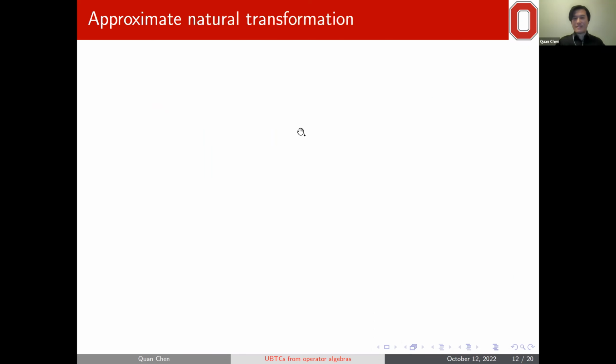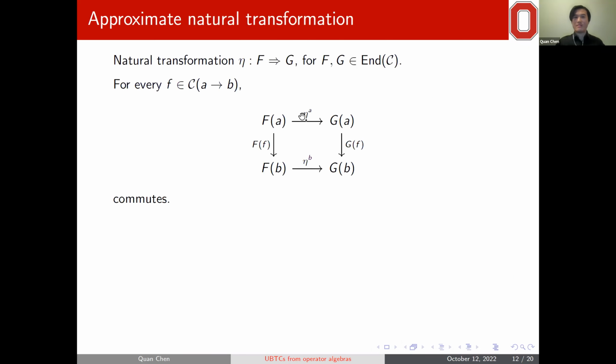Then with these things, approximate commute, we can talk about the so-called approximate natural transformation. So this is a natural transformation, right? The transformation eta from functor F to G. That means for each object A and B, for every morphism from A to B, this diagram commutes, right? FA, GA, eta A, FB, GB, eta B. All right, so this is the commuting diagram for a natural transformation.